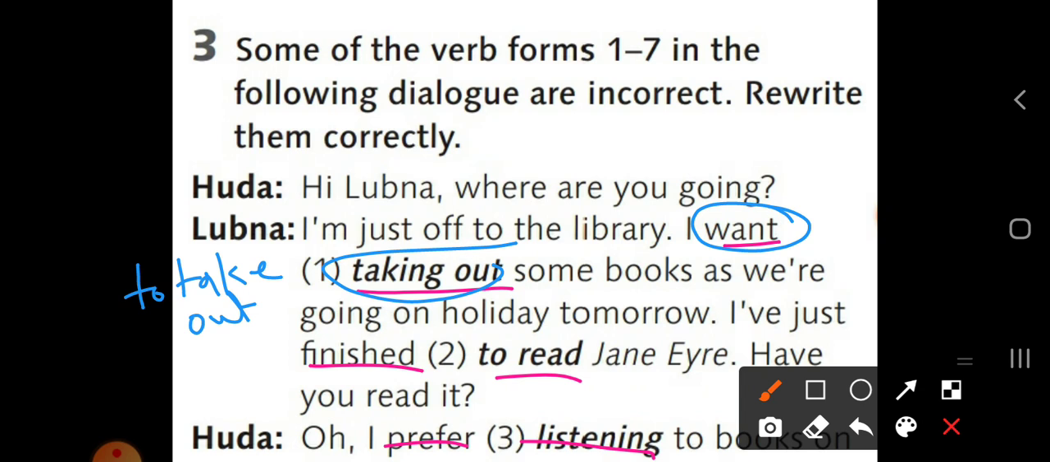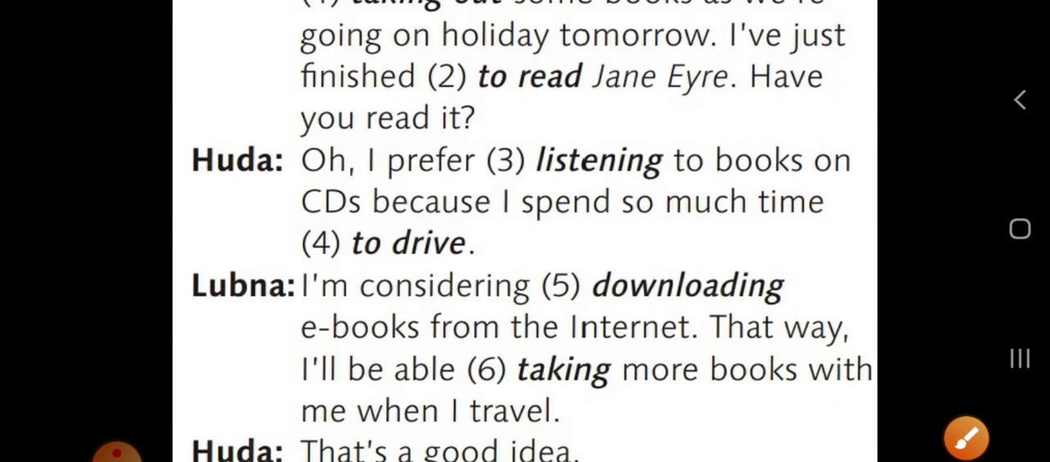Okay? Now, number 2, I've just finished. Now, finish is a verb that must be followed by a gerund. Right? So this is a mistake here. It's not finished to read. No, finished reading. Okay? Then let's move to number 3 and 4.